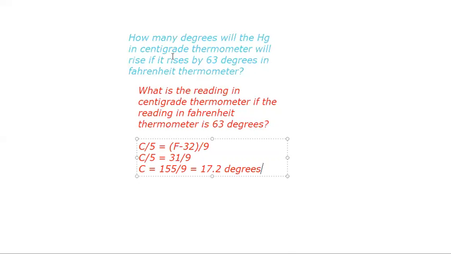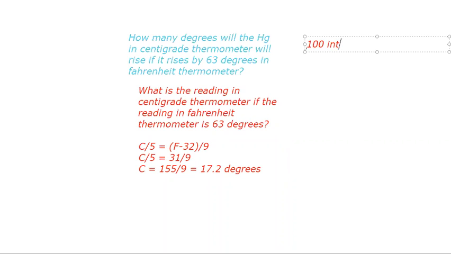Now, look at the first question. How many degrees will the centigrade thermometer rise if it rises by 63 degrees? It means the change in temperature is 63 degrees, not that the temperature is 63 degrees, right? What we know is that the fundamental interval of a centigrade or Celsius thermometer is 100, whereas the fundamental interval in Fahrenheit is 180.